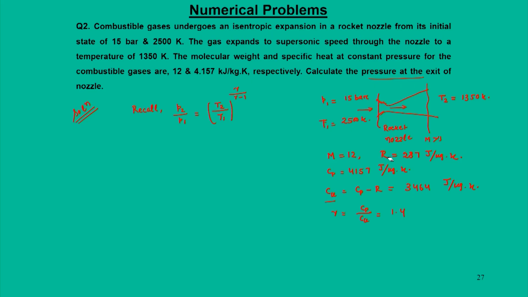Sorry, here R is missing. We have been given the molecular weight. So, since it is a combustible gas, we recall that R is equal to R bar by M. R bar is the universal gas constant, that is 8314 joule per kmol Kelvin. Molecular weight is 12. So, this turns out to be R is equal to 692.8 joule per kg Kelvin.